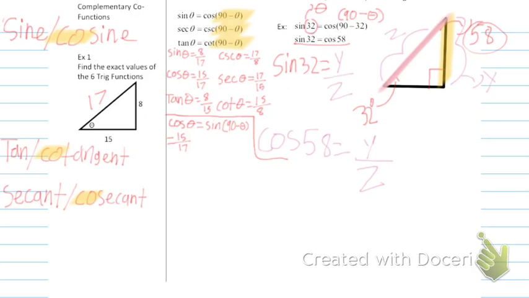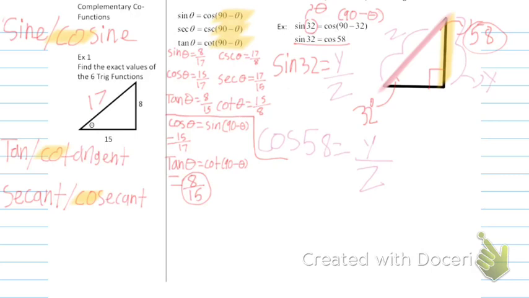Now to find tangent of theta, you do cotangent of 90 minus theta, which equals 8 over 15. Because tangent of theta is the same as cotangent of 90 minus theta, and tangent of theta equals 8 over 15.